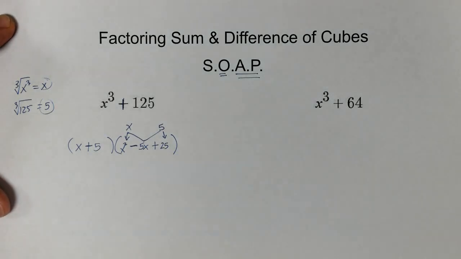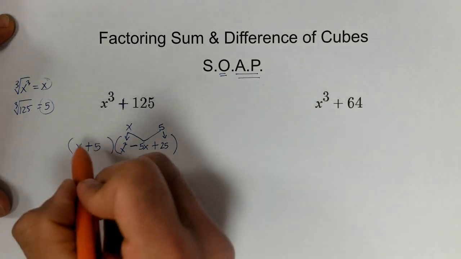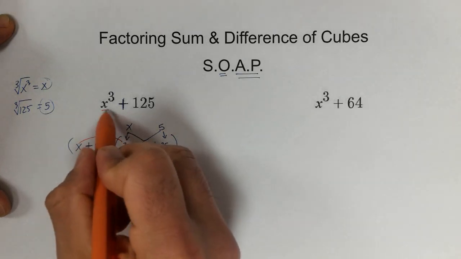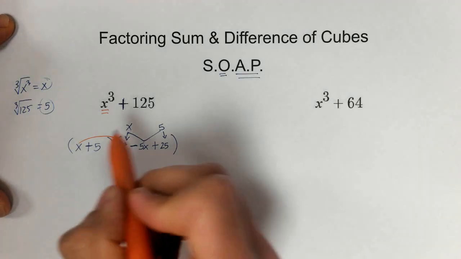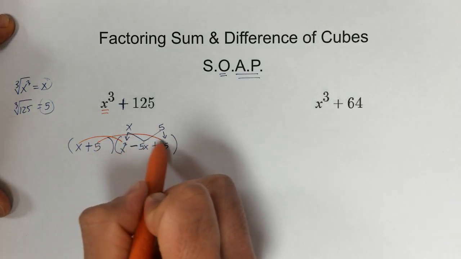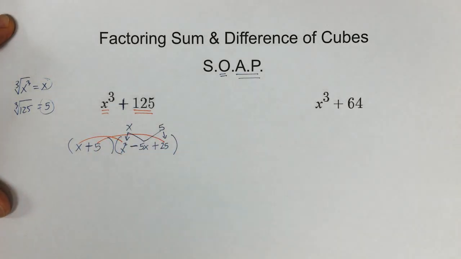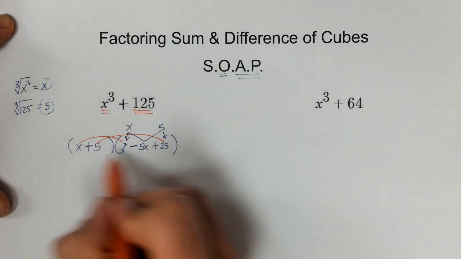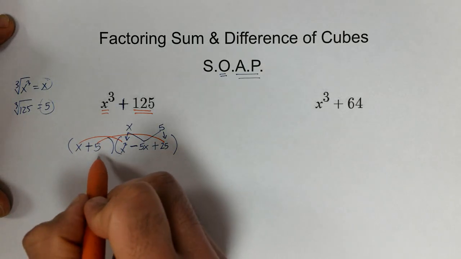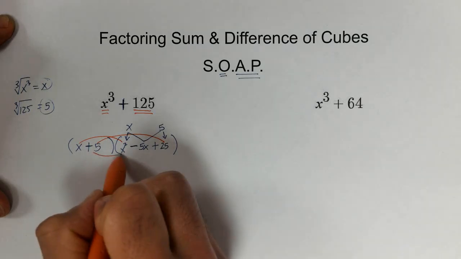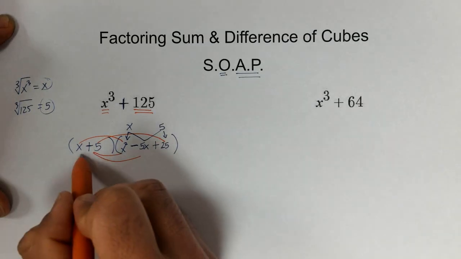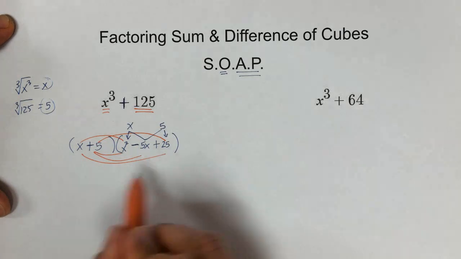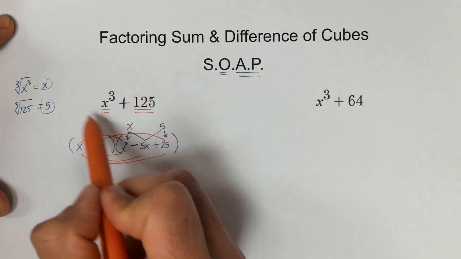Now notice, I'm going to try to use a different color here so that it stands out. If I were to multiply these, x times x squared gives me x cubed. And then 5 times 25 gives me the 125. If I keep doing FOIL with everything, all the combinations, right? I have to be able to do these. If I multiply all of the things together, I should end up with the original problem.